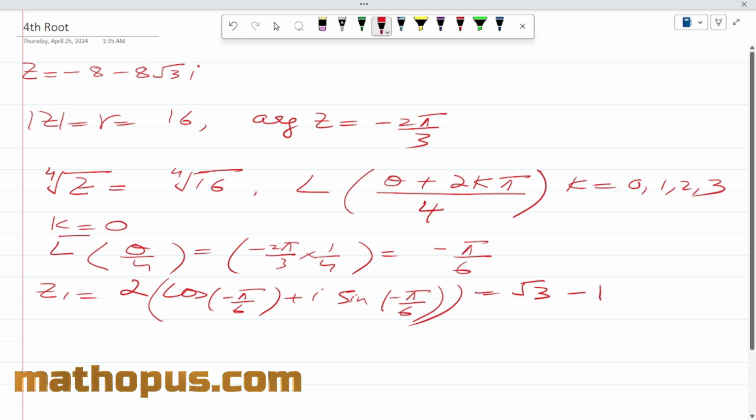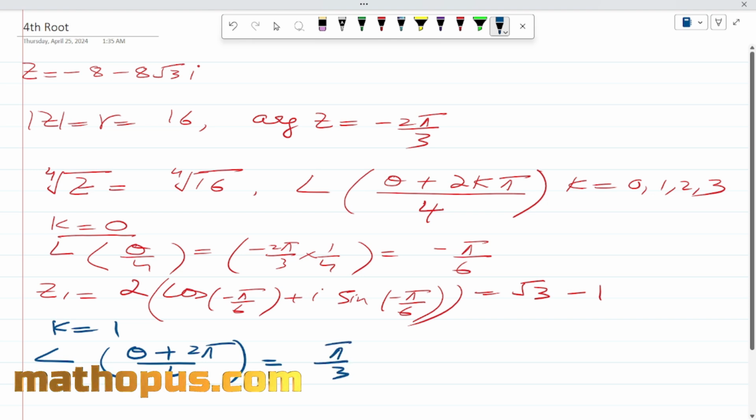Now repeat the same process for k equals 1. Let me change the ink. So k equals 1. Let's find out the angle in the first place. It is theta plus 2 pi over 4. And what is theta? It is minus 2 pi over 3. So minus 2 pi over 3 plus pi, so 2 minus 2 over 3, it is 4 over 3 pi divided by 4. So it is pi over 3. So the argument is pi over 3.